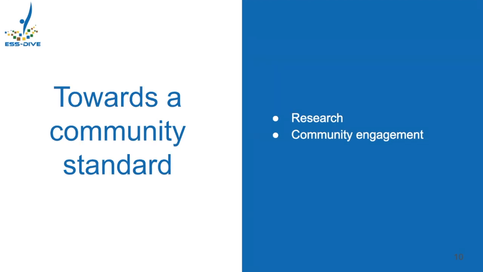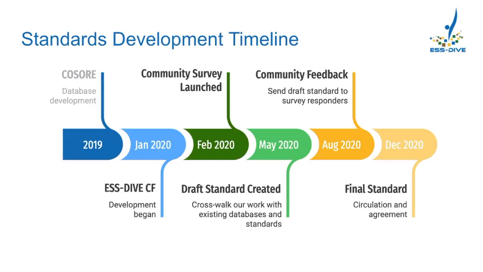As we work towards a community standard, we want to make sure we put the emphasis on the community part. We did this by researching into existing standards and community engagement. So if we take a step back, this is our overall timeline and how we've approached this. It began in 2019 with COSOR, this continuous soil respiration database, which Ben mentioned. This is where we first started thinking about how raw soil respiration data are received and standardized.